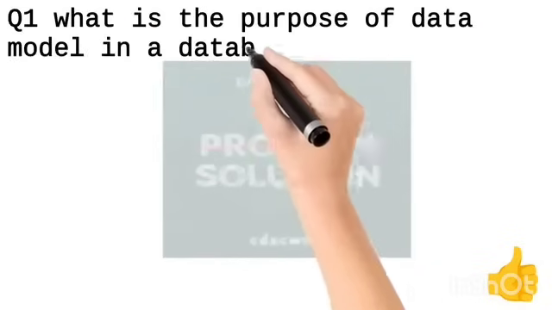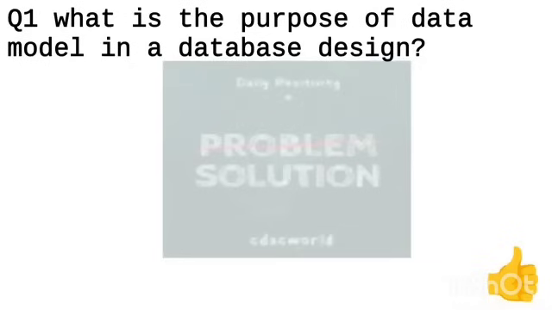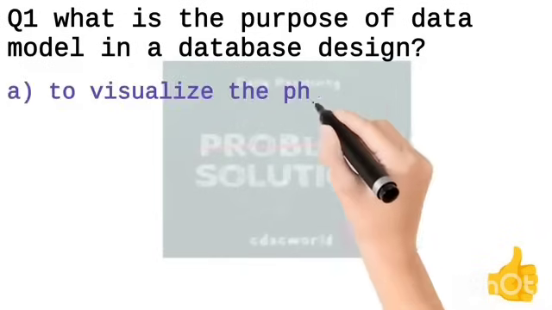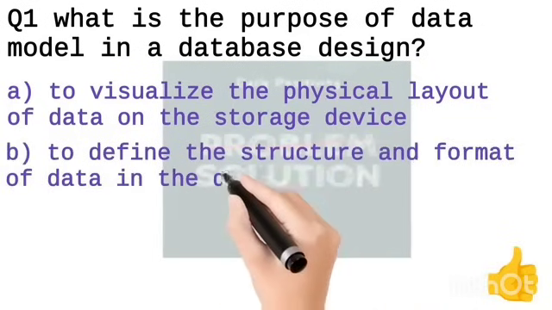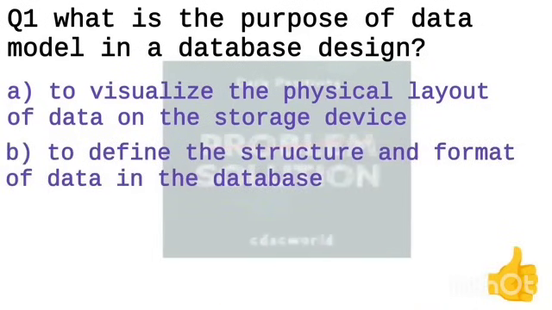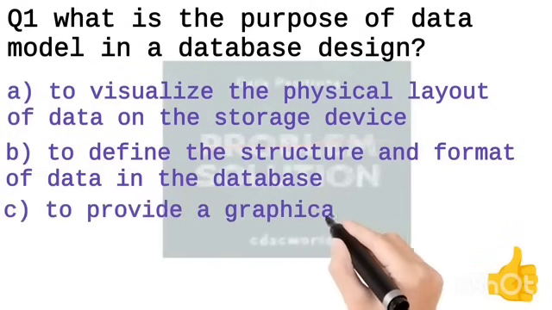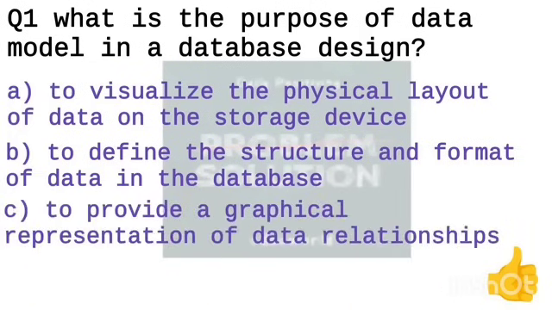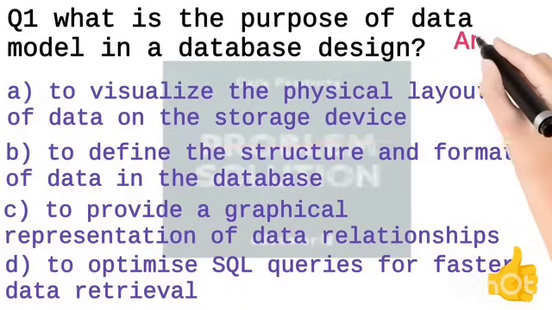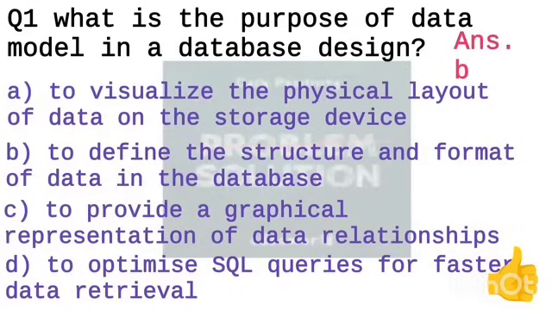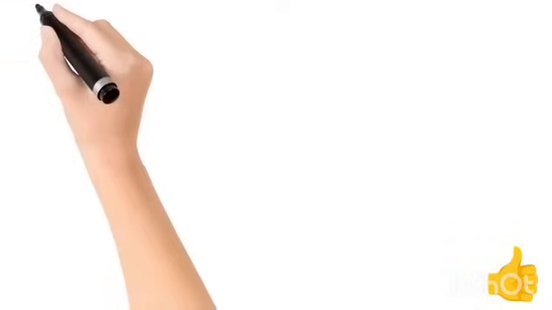Now query 1. What is the purpose of data model in a database design? Option A, to visualize the physical layout of data on the storage device. Option B, to define the structure and format of data in the database. Option C, to provide a graphical representation of data relationships. And option D, to optimize SQL queries for faster data retrieval. And the answer is B, to define the structure and format of data in the database.